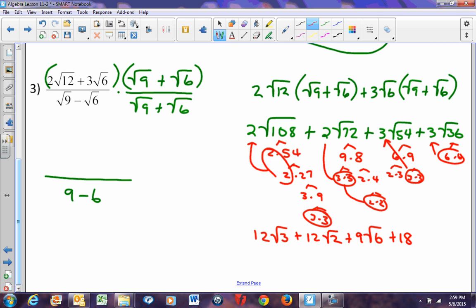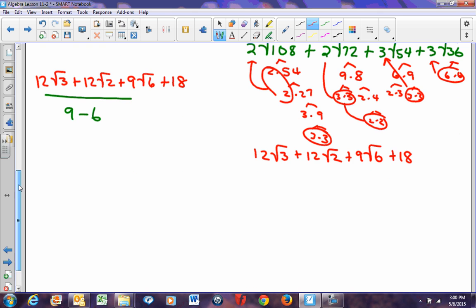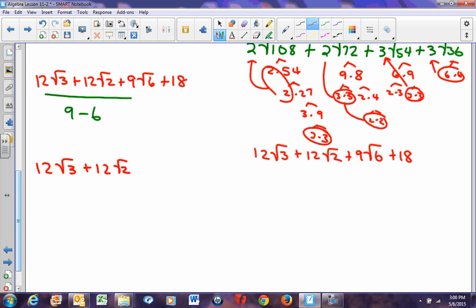Goodness gracious. So I look at this and go, gee, all of that, and I cannot simplify anything. So basically what this becomes then is 12 square roots of 3 plus 12 square roots of 2 plus 9 square roots of 6 plus 18, all over 9 minus 6, which is 3.